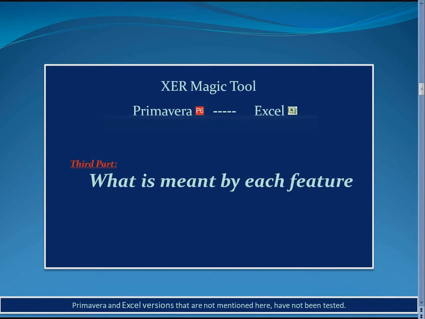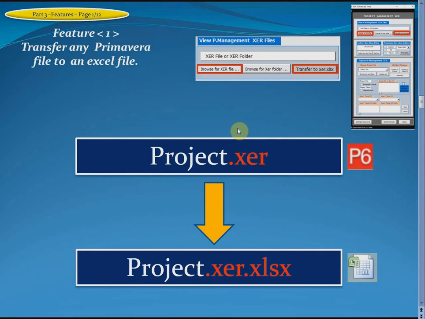Part 3 of this video, what is meant by each feature. Feature number 1, you can convert any Primavera project to an Excel file. If the Primavera project has this name, the Excel file will have this name. Select the Primavera file from here and convert it to an Excel file from here.